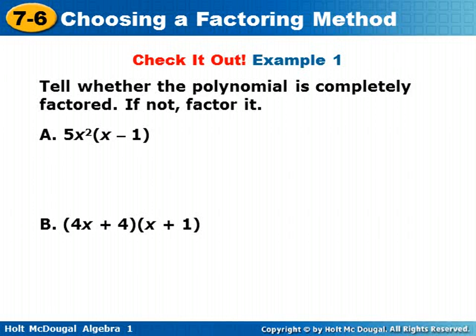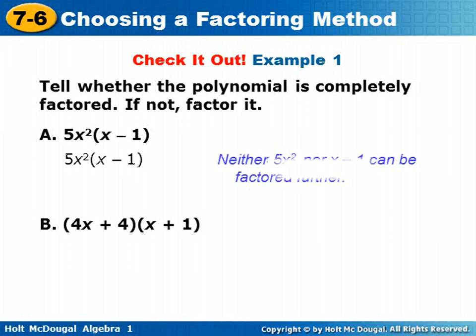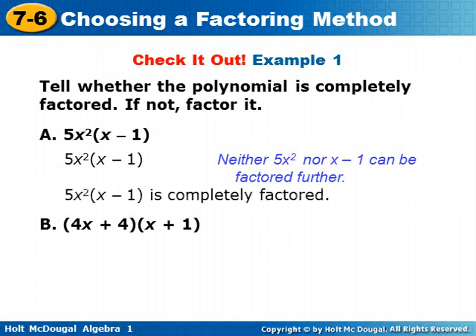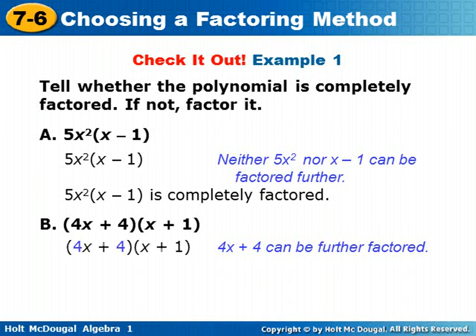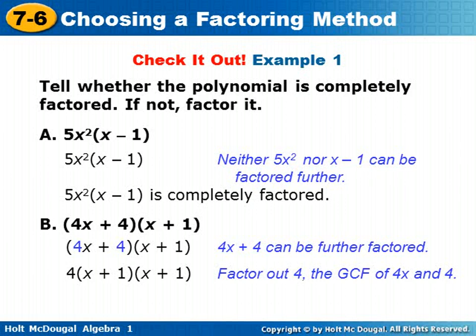For a, 5x squared times in parentheses x minus 1, neither 5x squared nor x minus 1 can be factored further, so 5x squared times in parentheses x minus 1 is completely factored. For b, 4x plus 4 times in parentheses x plus 1, 4x plus 4 can be further factored. You factor out the 4, which is the greatest common factor of the 4x and the 4, and you get 4 times in parentheses x plus 1 times x plus 1. So 4 times x plus 1 squared is completely factored.